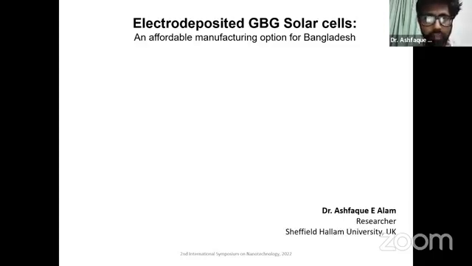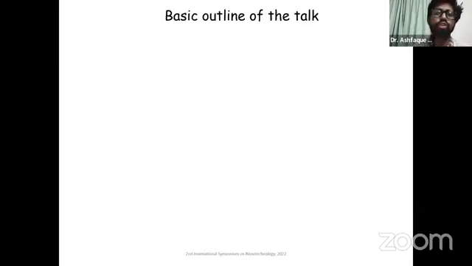So the topic of this presentation is electrodeposited graded bandgap solar cells, an affordable manufacturing option for Bangladesh. The basic outline of the talk: mainly three topics I'll be talking about.